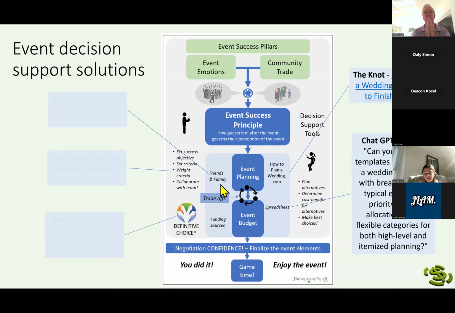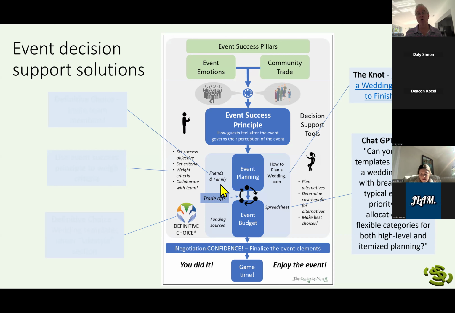All right. So now let's go deeper into the process. Remember I said at the very beginning, we're going to start with the event success principle and the two pillars. Those are now at the top of the page there. But now let's start really focusing on the process itself.